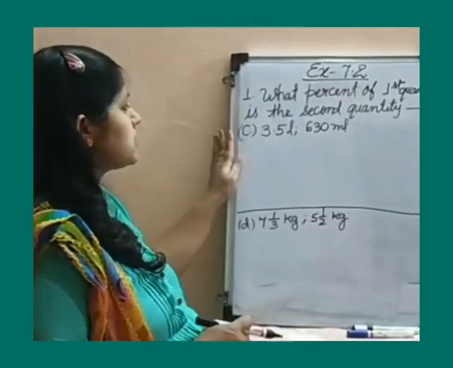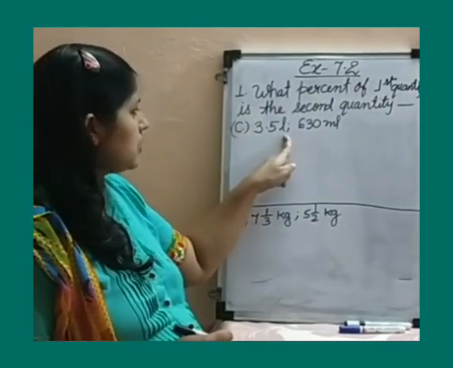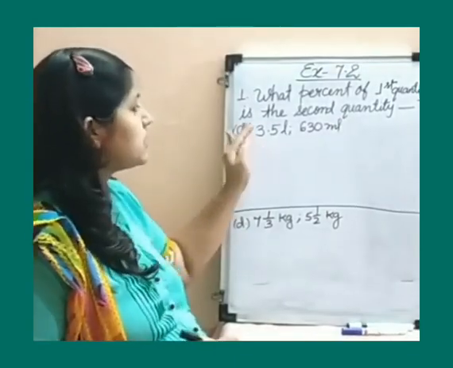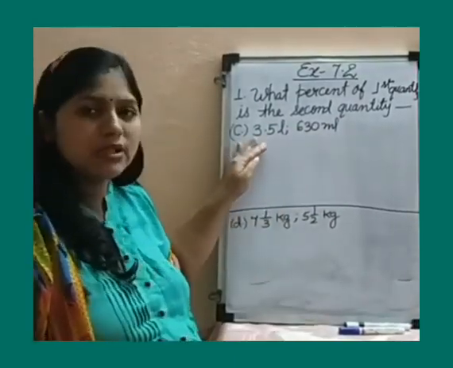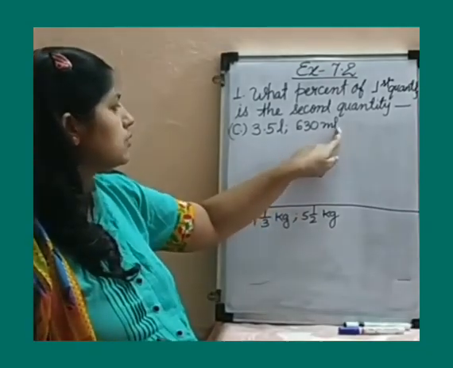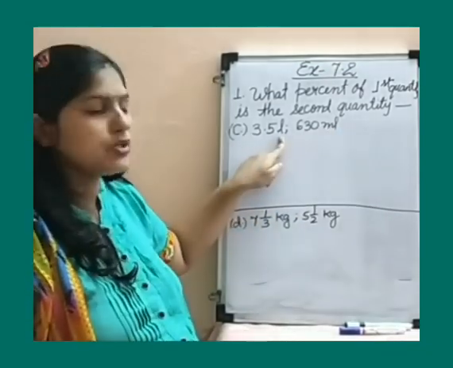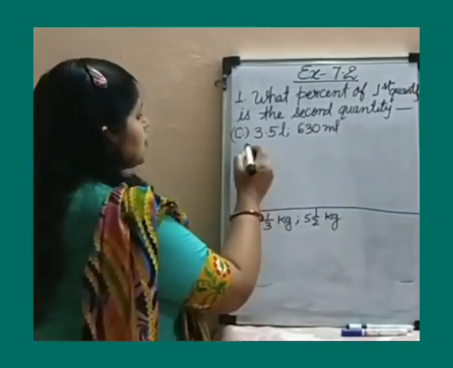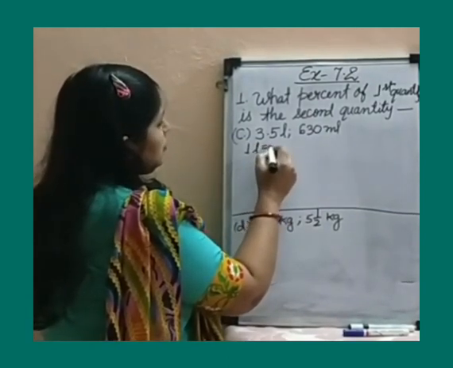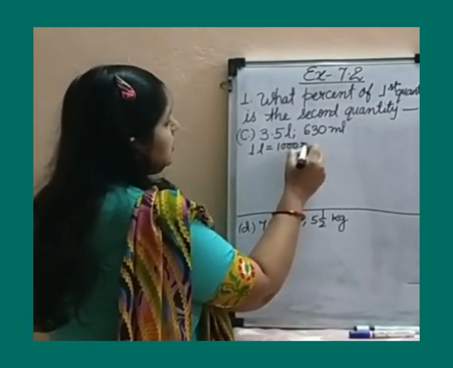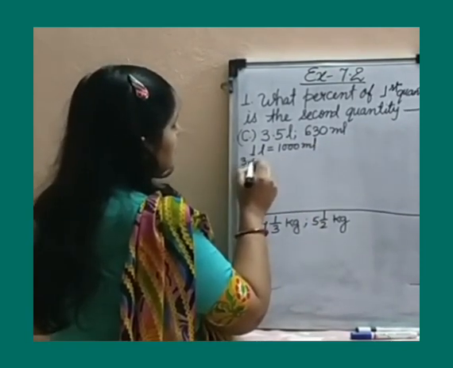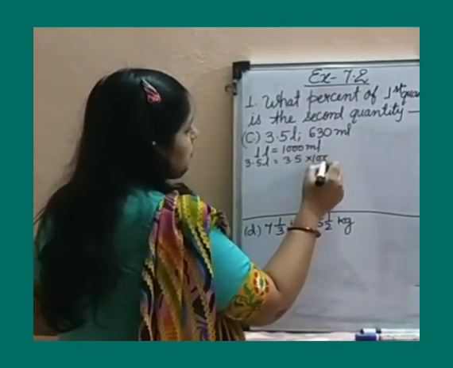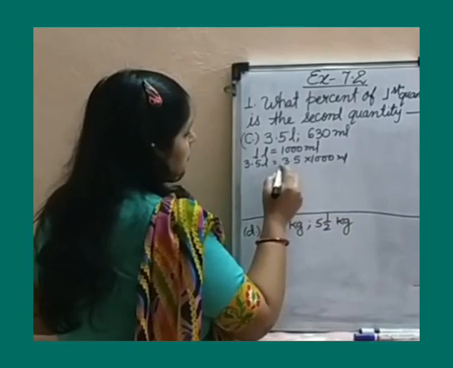Let's do our next question. That is question number C. 3.5 liter. How much percent is 630 ml of 3.5 liter? Here is ml and here is liter. Here is milliliter, here is liter. First we will convert this into milliliter. So 1 liter equals 1000 milliliter. Now 3.5 liter equals 3.5 into 1000 ml.